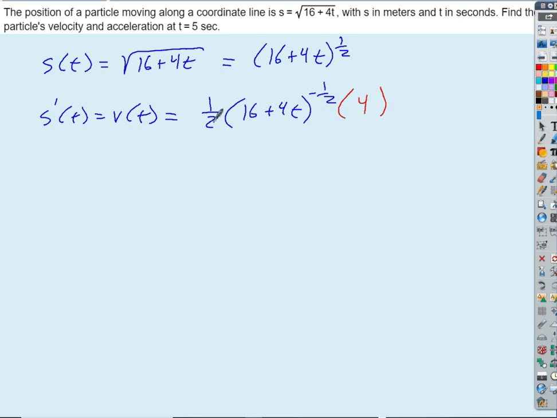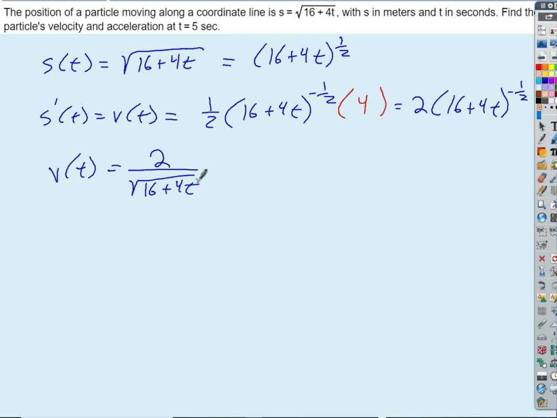The 4 and the 1/2 make a 2, and I just get 2 times 16 plus 4t to the negative 1/2. Now if I want to write that as a radical, just for purposes of evaluation, we probably want to leave it like this to take our next derivative, don't we? But for purposes of evaluating it, maybe we want to write that as 2 divided by the square root of 16 plus 4t. Okay, so we could do part A then. We evaluate the velocity at 5 seconds.